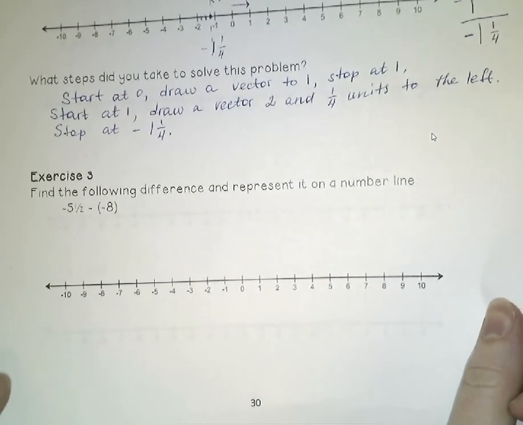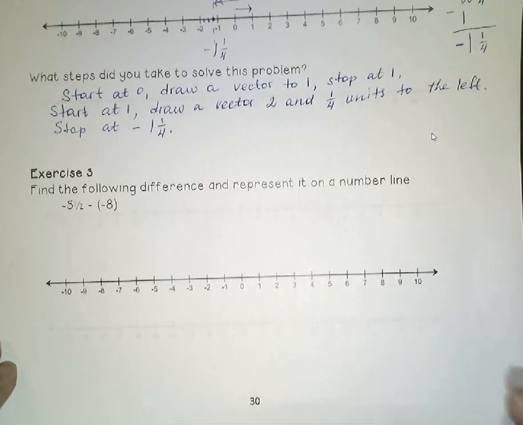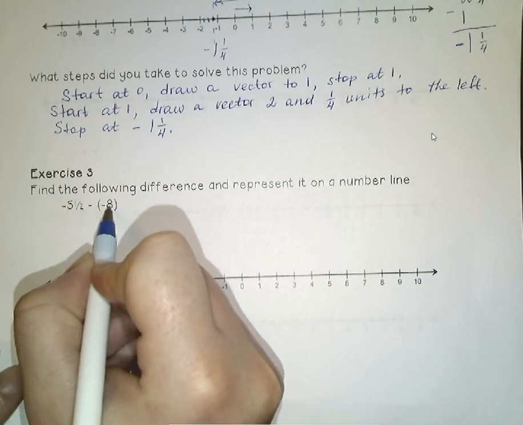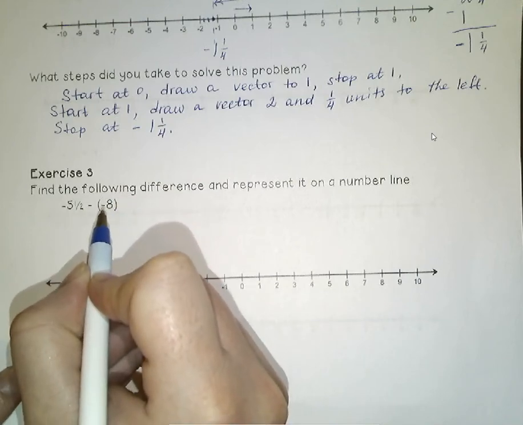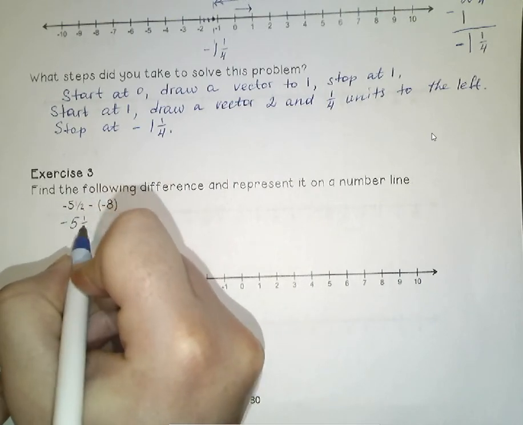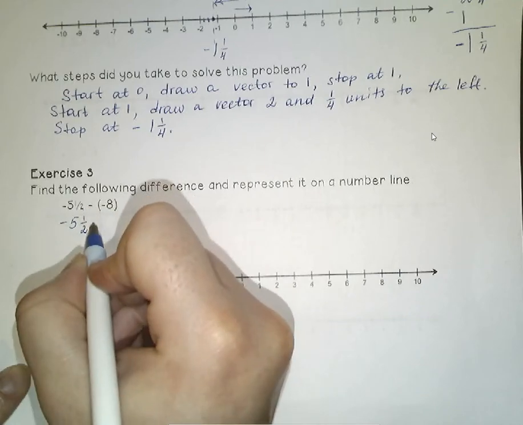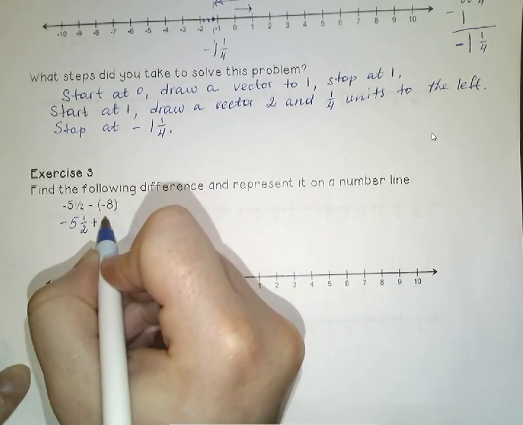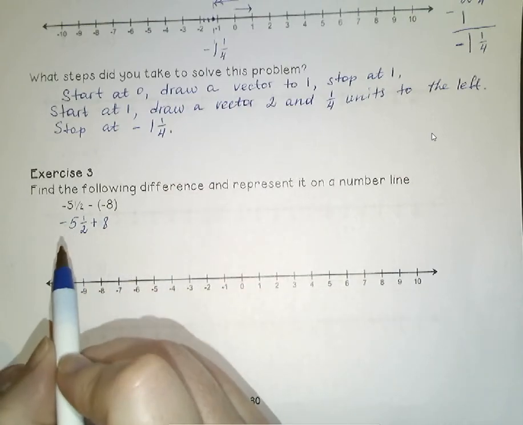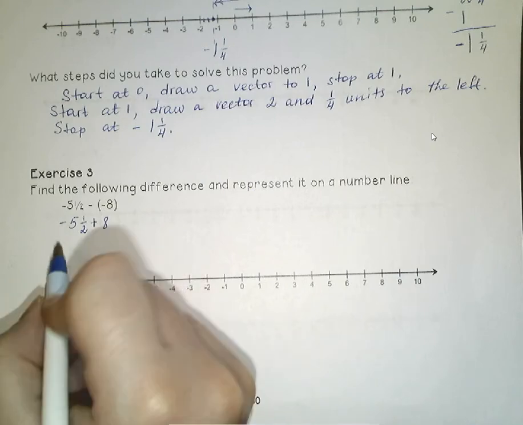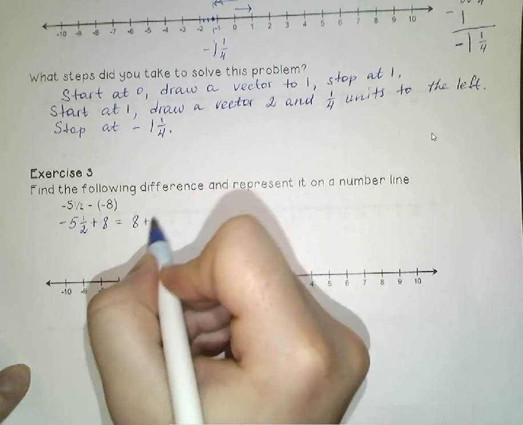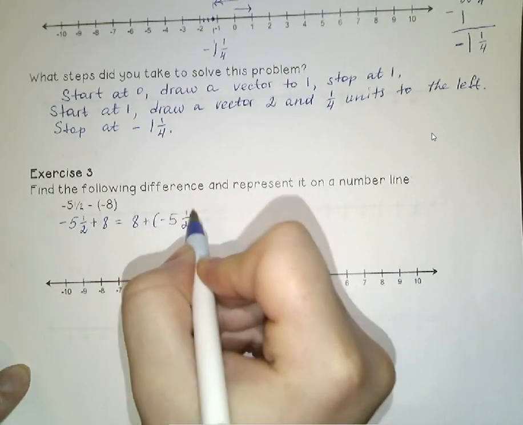Okay, exercise 3. Find the following difference and represent it on a number line. Okay, so right now I have -5 and 1/2 minus -8. This is a subtraction problem. I don't need it. I'm changing it into an addition problem. -5 and 1/2 stays, and I'm changing subtraction to plus. -8 changes into +8. Now notice, remember I told you it's easier to start from a whole number. So I'm going to change the order of these two addends, and I will do 8 plus -5 and 1/2 instead.